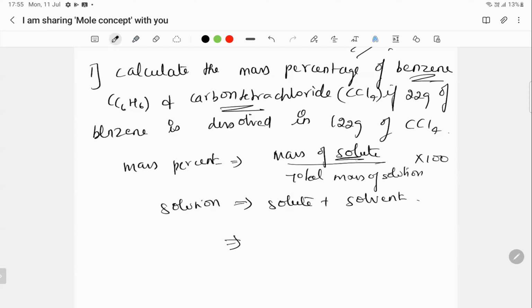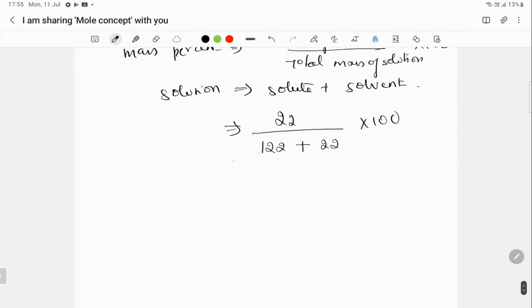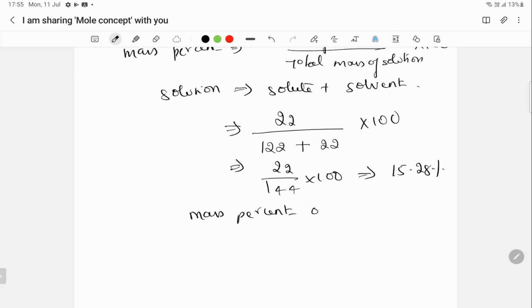So mass of solute is 22 divided by total mass of solution, which is 122 plus 22, into 100. So 22 divided by 144 into 100. If you calculate this, it is 15.28%. This is your mass percent of benzene. So this benzene is your solute, which is present in less quantity.